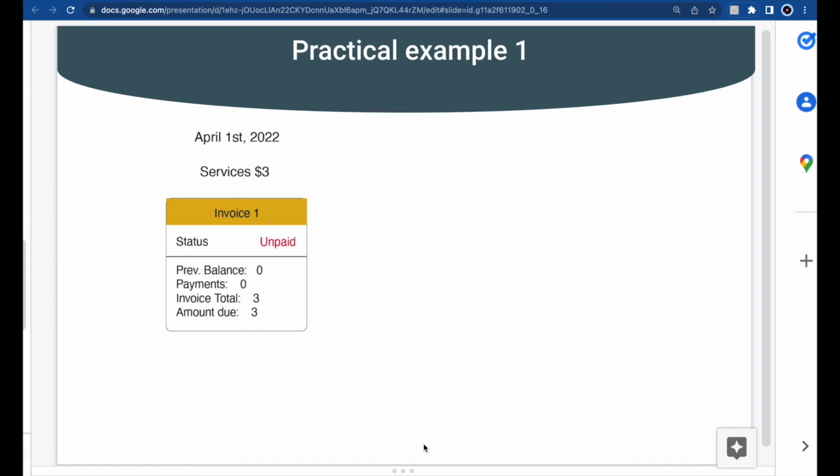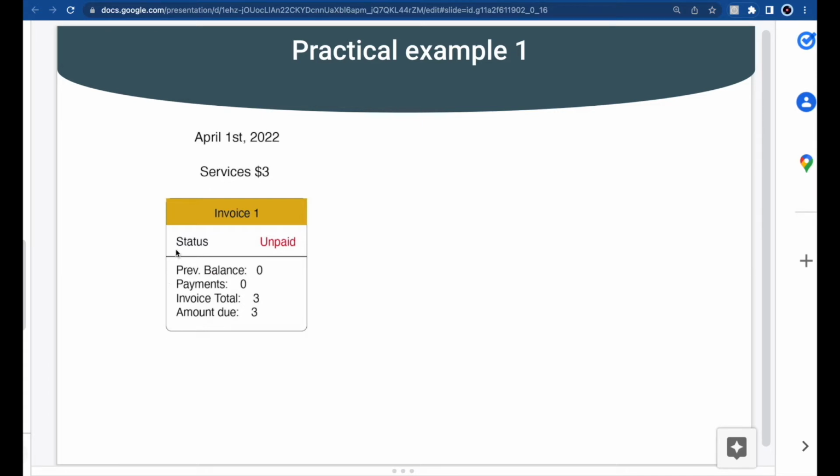Now it's time for our practical examples. In our first practical example, our customer was generated on April 1st, and during the first billing period, used services for $3. When the billing period was closed, the first invoice was generated.